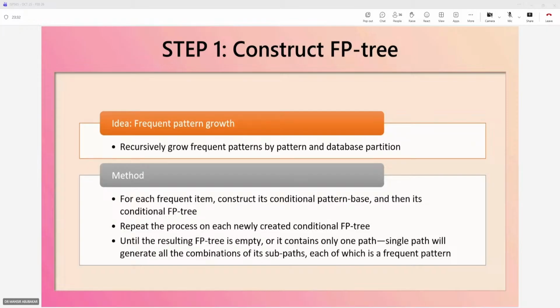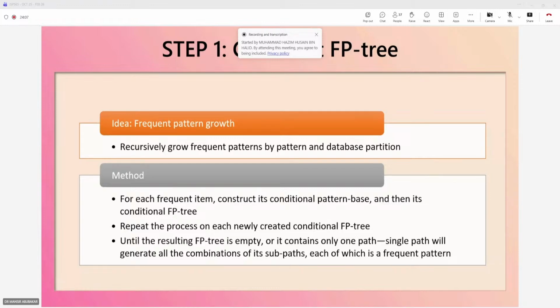So recursively it grows frequent patterns by pattern and database partition. To partition the database, then it constructs the tree based on that, and then for each frequent item, it constructs the conditional pattern base, and then its conditional FP tree. This is simply the process or the steps. Then it will repeat the process on each newly created conditional FP tree until the resulting FP tree is empty. So we'll see how the process works step by step.